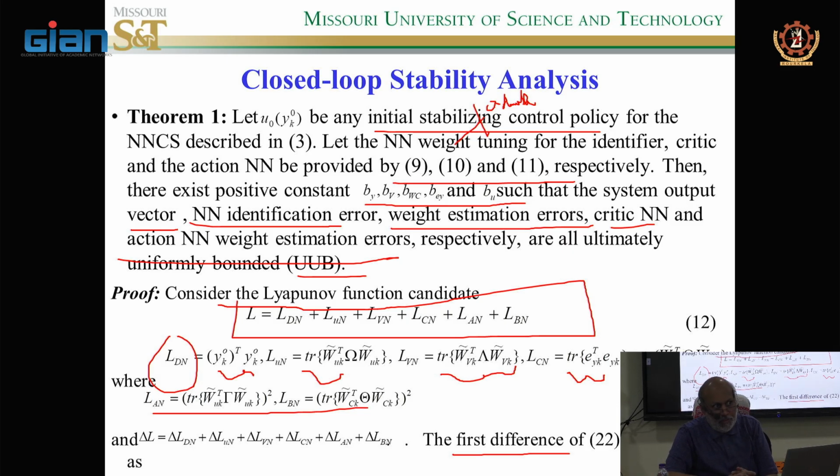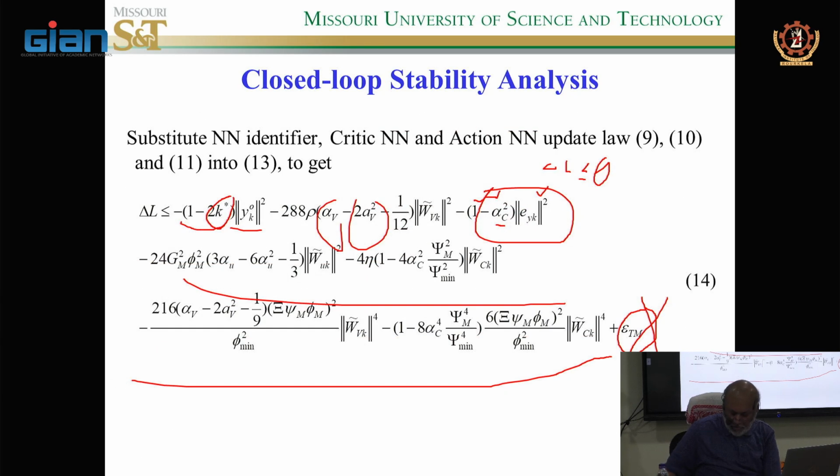Okay? Any other questions, guys? So you see how the bounds come in, and I showed you why it is UUB, not zero, okay? So any questions?